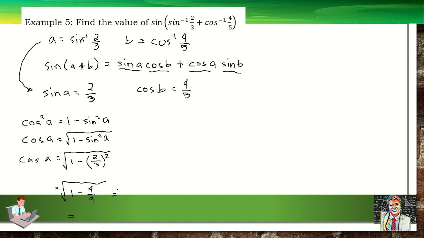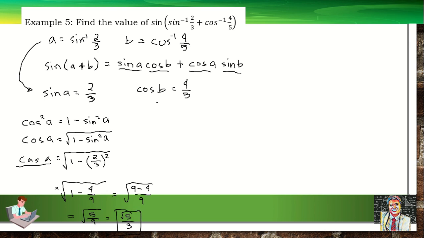So, combine natin yan. So, dito muna natin. This is square root of, this is, common denominator nila is 9. So, 9 divided by 1, that is 9 times 1, that is 9 minus 4. So, that is square root of 9 minus 4 is 5 over 9. So, gives us square root of 5 over 3. Tama? Square root of 5 over 3. Kasi square root natin both numerator and denominator. So, square root of 9 is 3. So, this is for cosine A. So, therefore, cosine A is square root of 5 over 3.